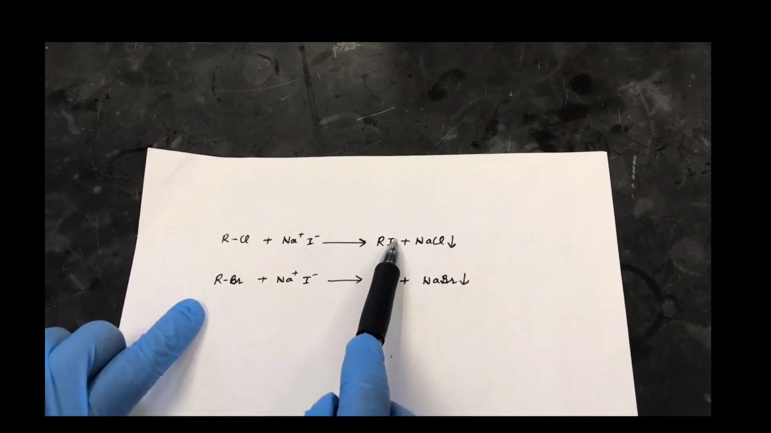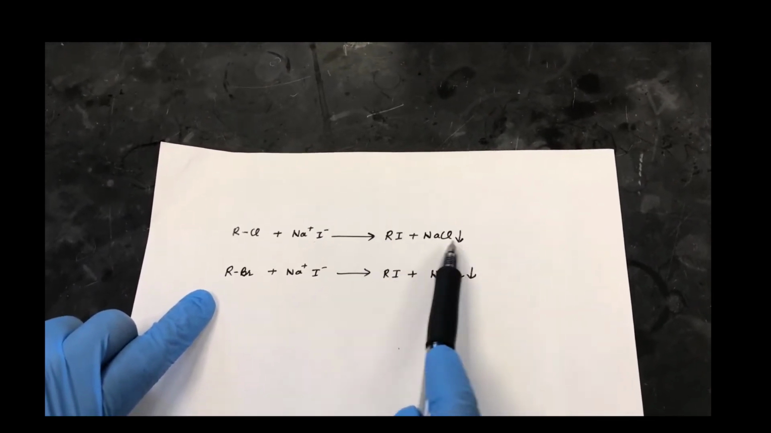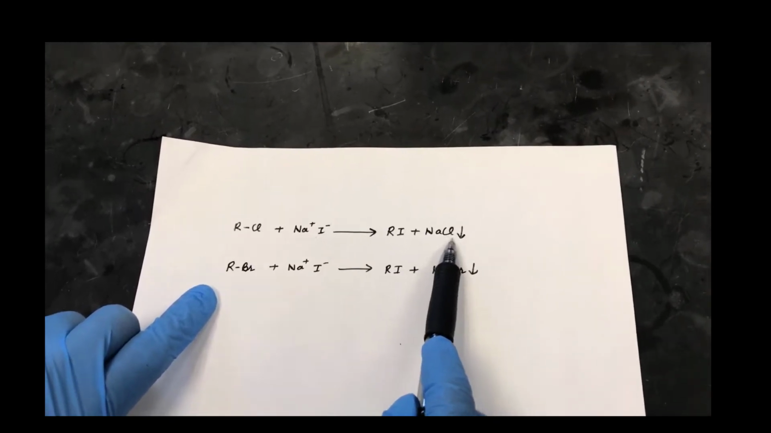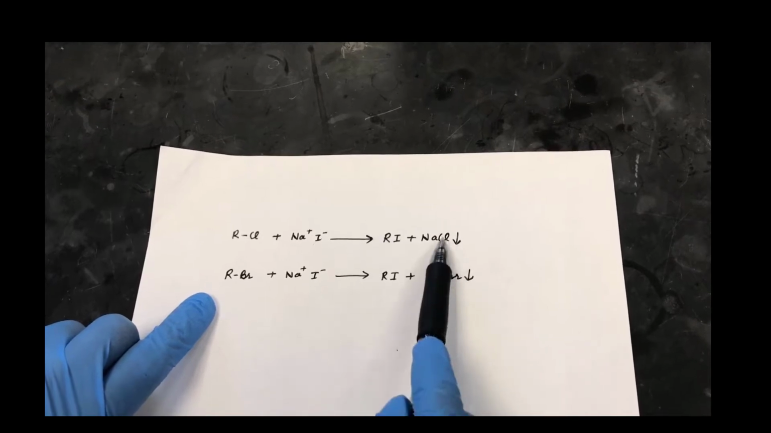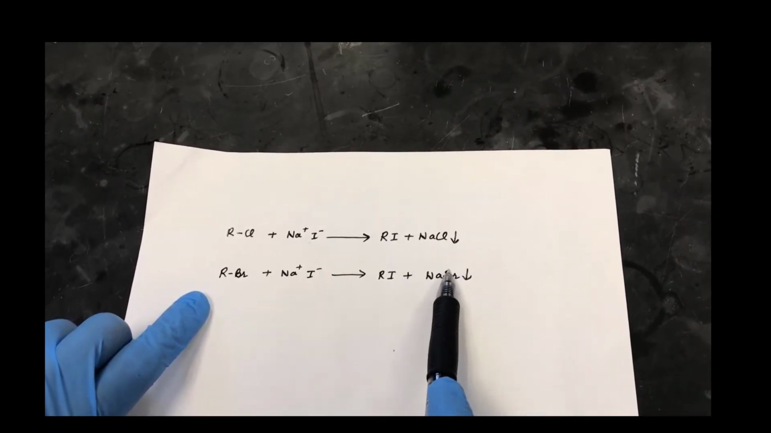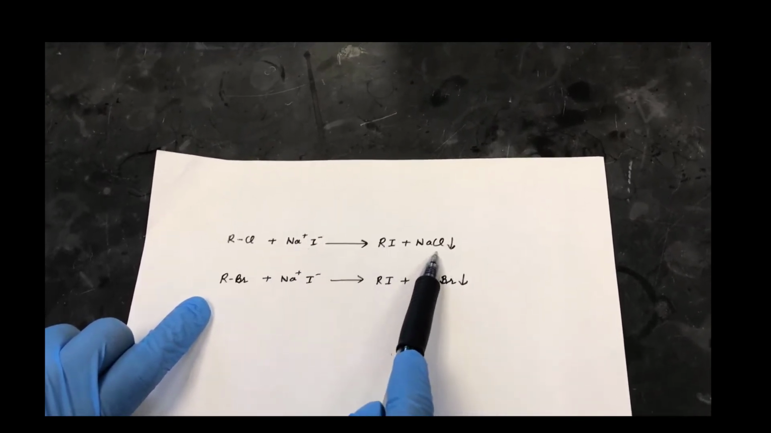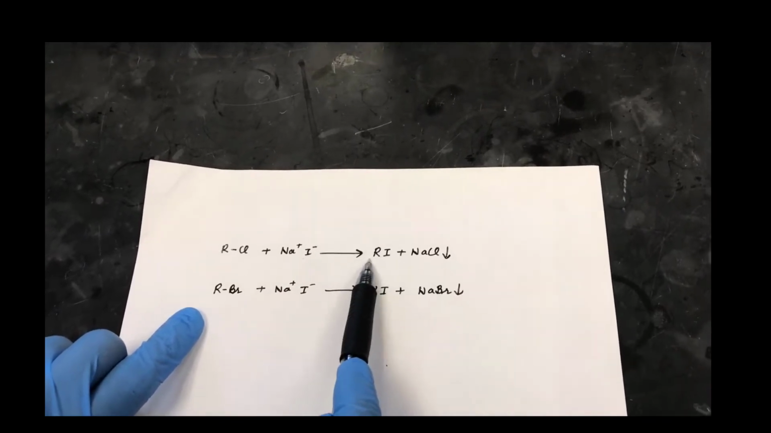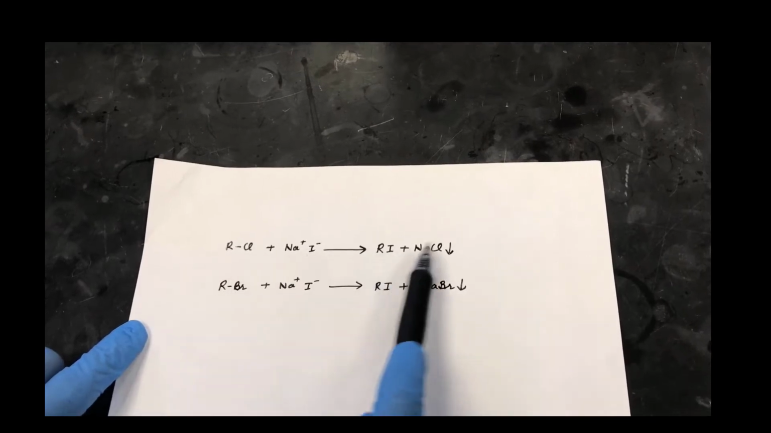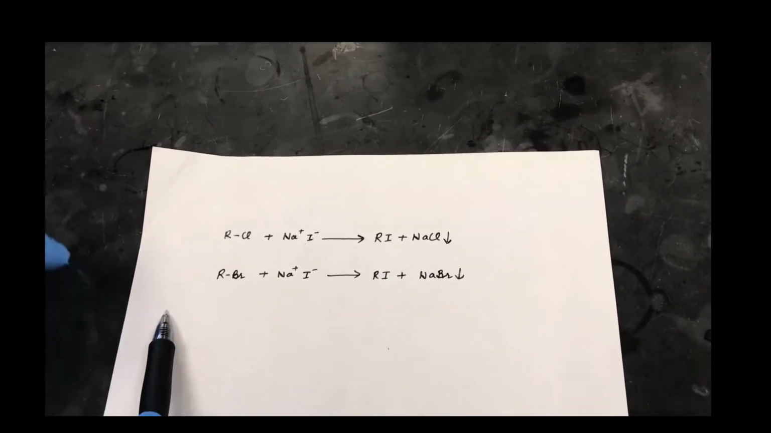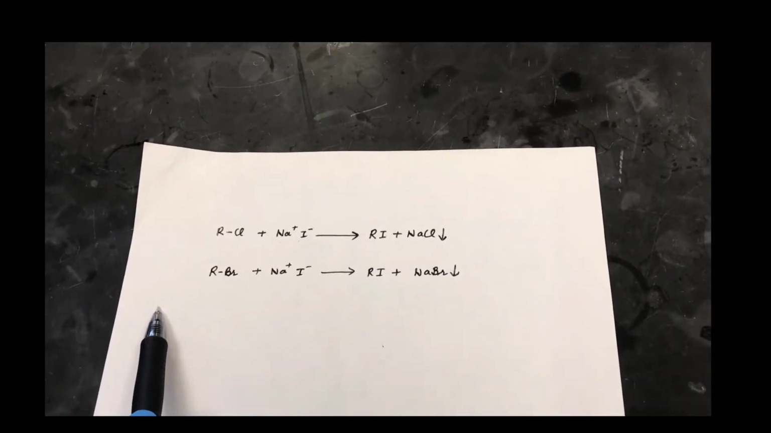So more and more substituted product will form, because sodium chloride and sodium bromide are insoluble and form the precipitate. As more precipitate is formed, the equilibrium will shift towards the right-hand side, and more and more product will form. So this is an example of SN2 substitution reaction conditions. Let's start part A.